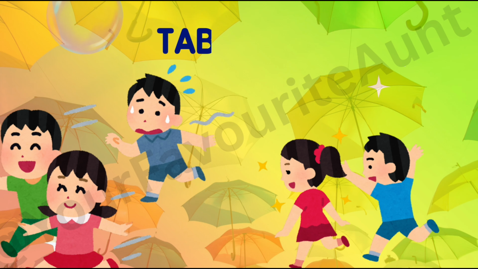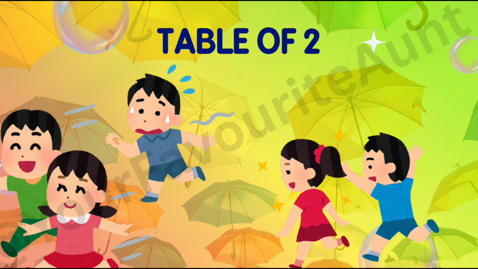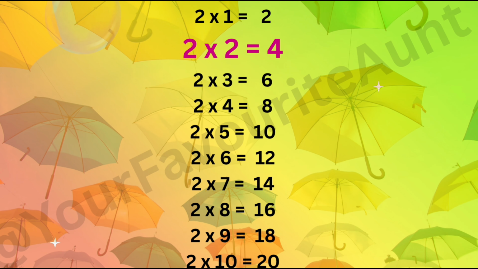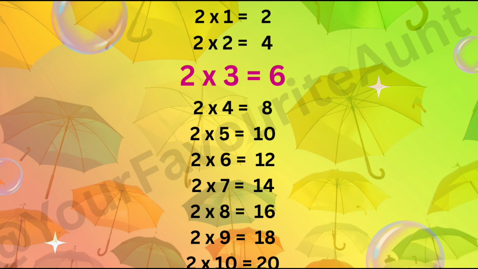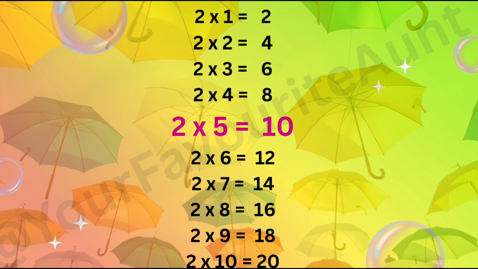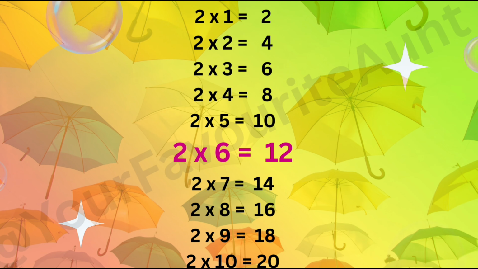So let's start the table of 2. 2 times 1 is 2. 2 times 2 is 4. 2 times 3 is 6. 2 times 4 is 8. 2 times 5 is 10. 2 times 6 is 12.